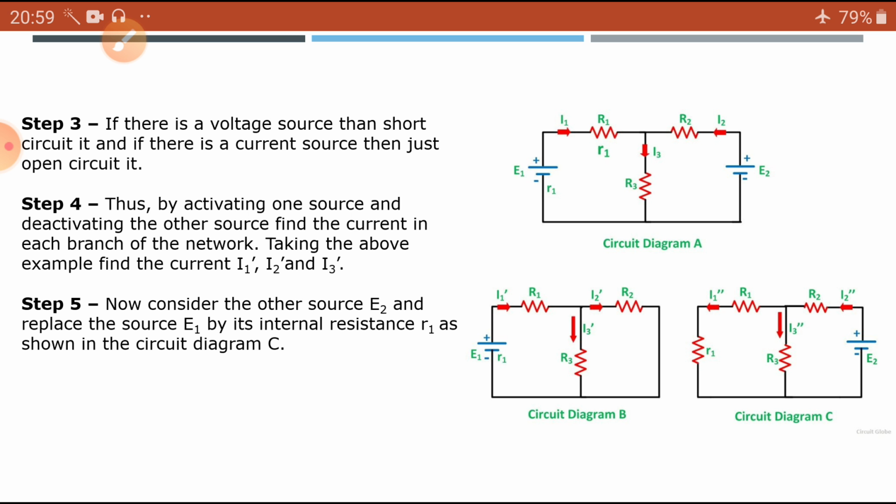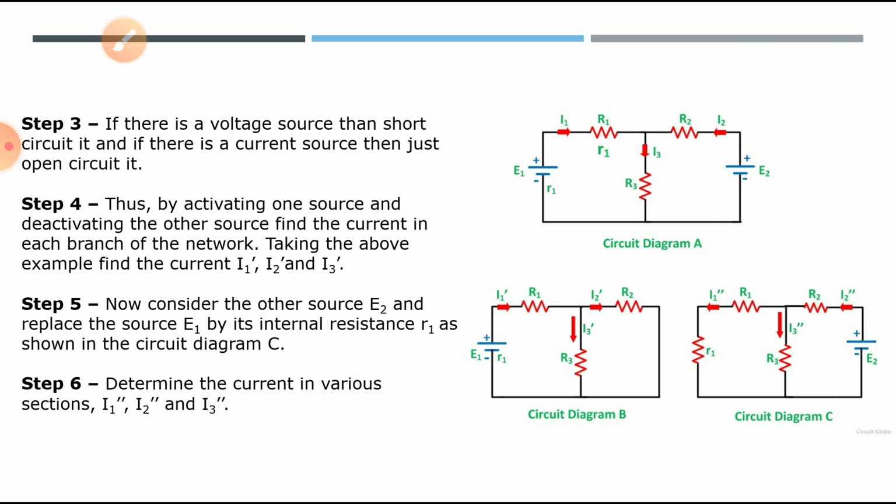Sixth step: determine the currents in various sections with the help of E2, that is I1 double dash, I2 double dash and I3 double dash, similar to what we have seen. This is step 6.